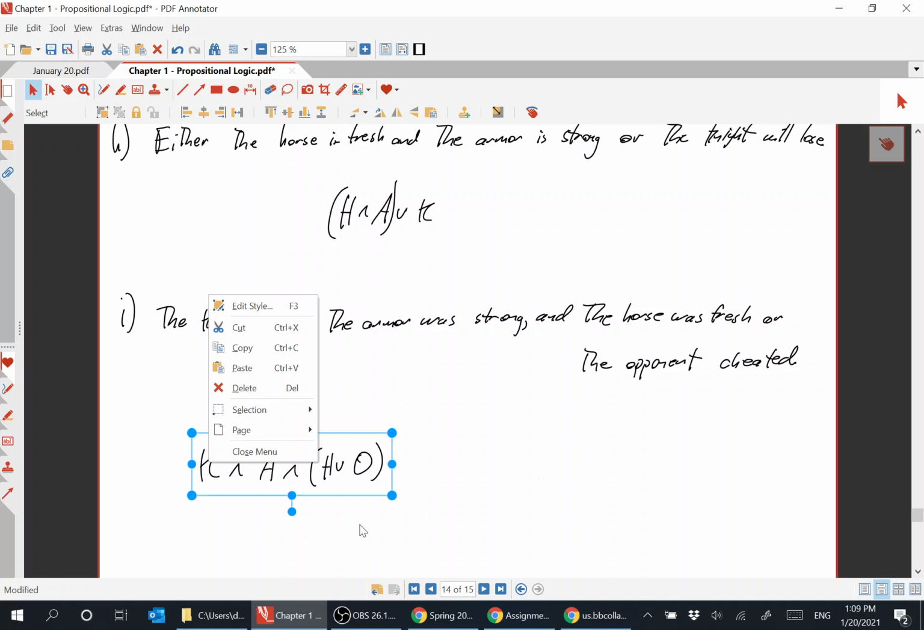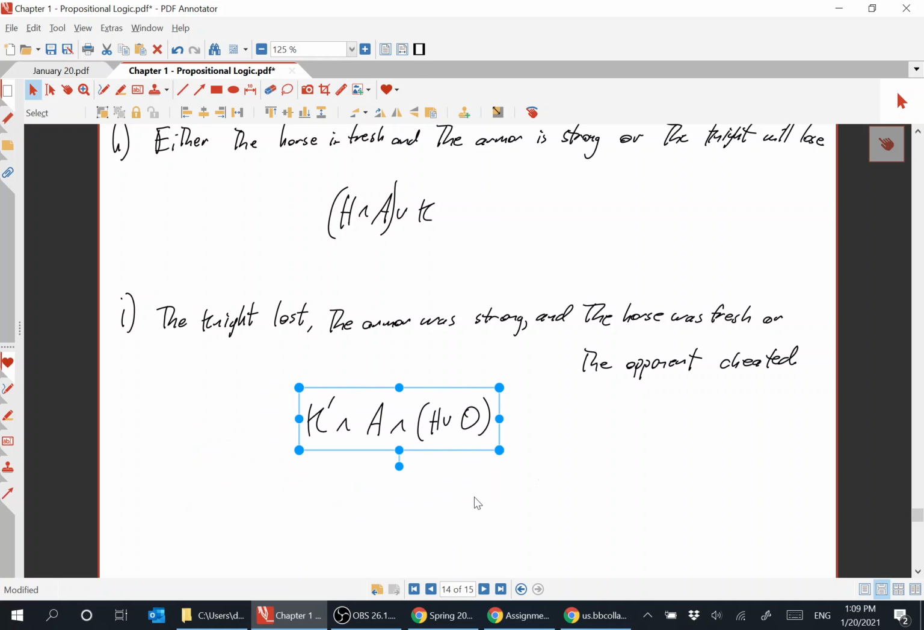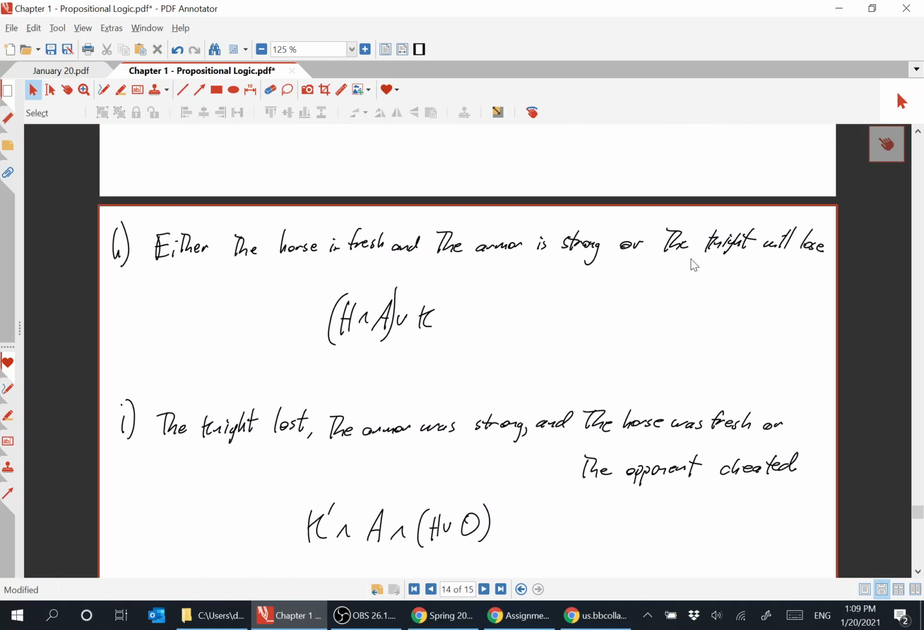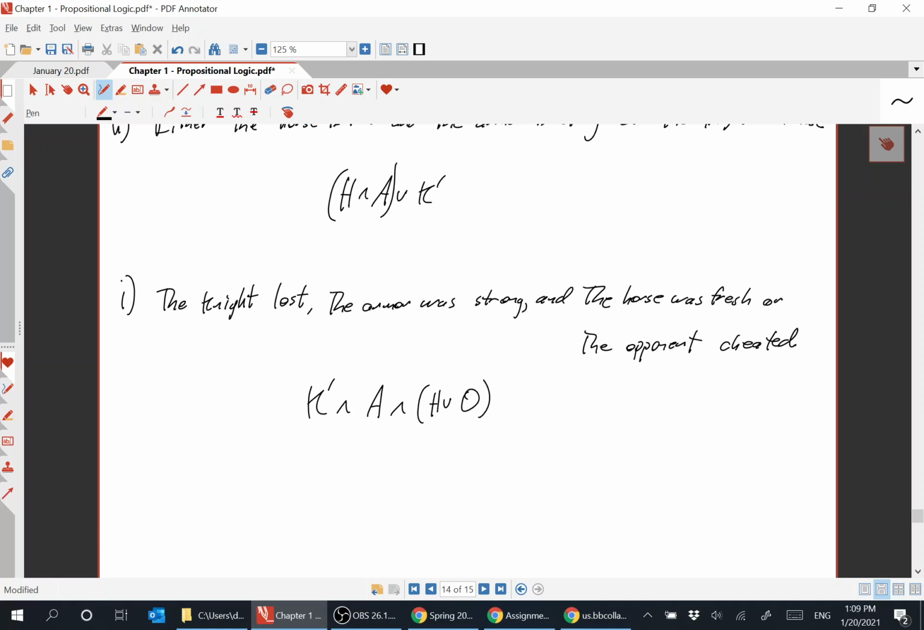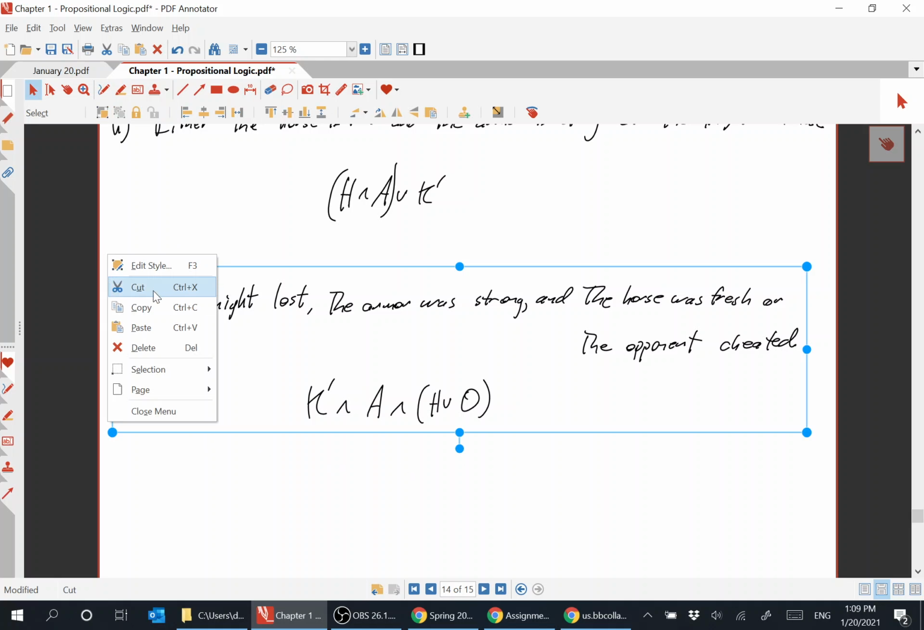Just to clarify, in example H, isn't it supposed to be K naught? The knight lost, armor was strong, and the horse was fresh, or the opponent cheated. In this one here? Oh, yeah. This is K naught. Yeah, you're right. Sorry. Okay, so that's I, and then for J, let's put the other one where we'll put the comma in the second place.